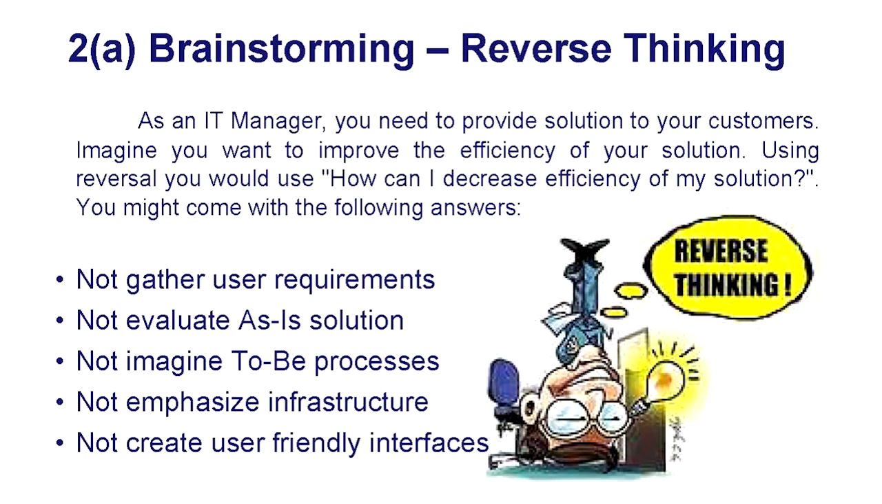Okay, so this one is about an IT manager. He asks, how can I decrease efficiency of my solution? So using the reverse situation, he wants to improve the efficiency, so he asked himself, how can I decrease it? Not gather any user requirements, not evaluate the as-is solution, not imagine the to-be processes, not emphasize the infrastructure, not create user-friendly interfaces. So think the opposite.